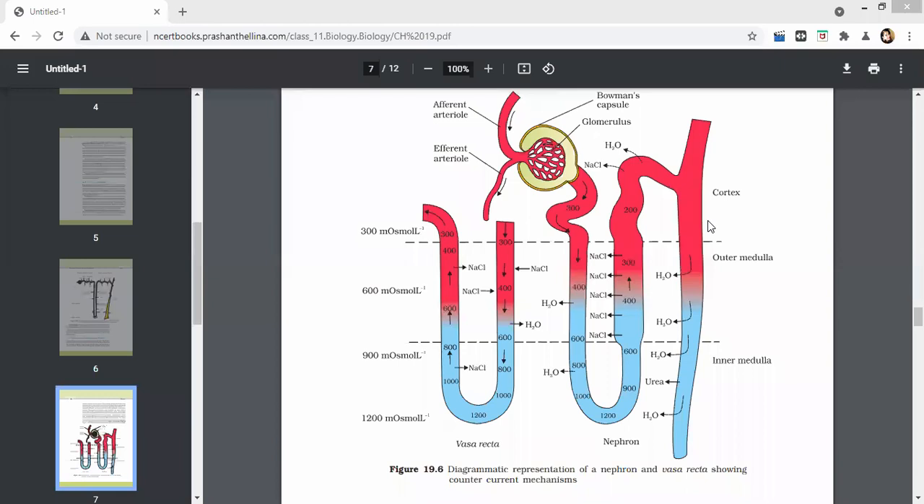And here the removal of H2O takes place. Not actually the removal; it means this tubular structure is going to reabsorb the water, and along with that urea is also being reabsorbed. So when the collecting duct, at the final stage, opens into the renal pelvis, whatever urine has been formed is in the concentrated form. So this is about the nephron and the vasa recta, which show the countercurrent mechanism.